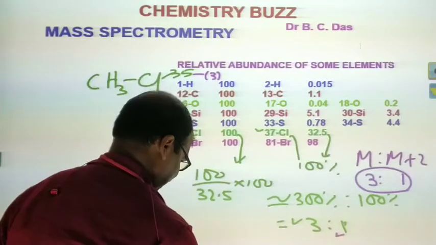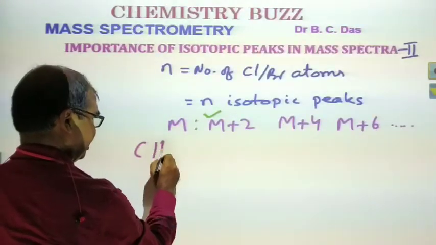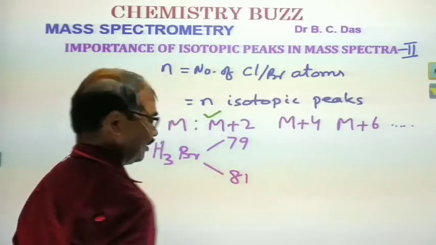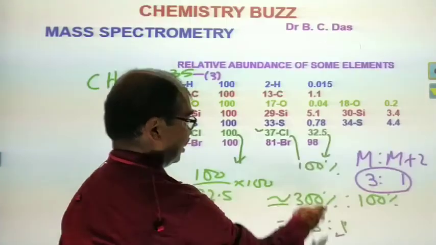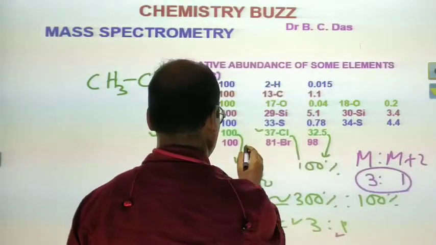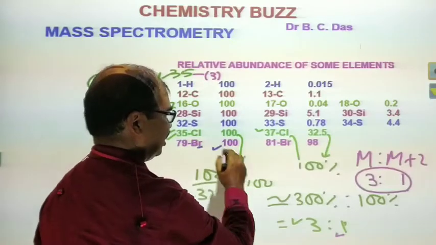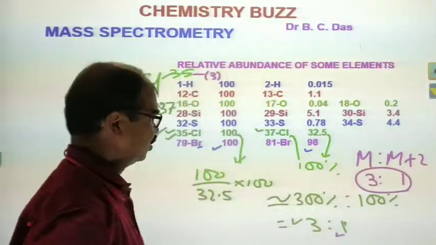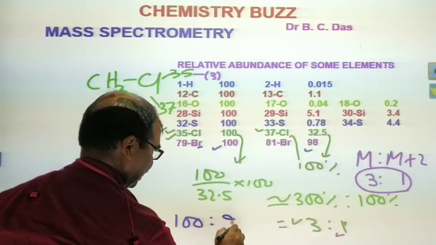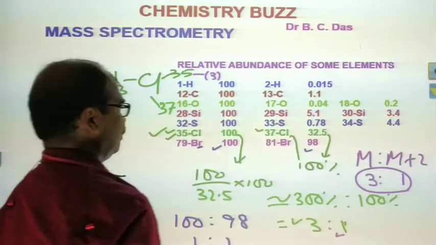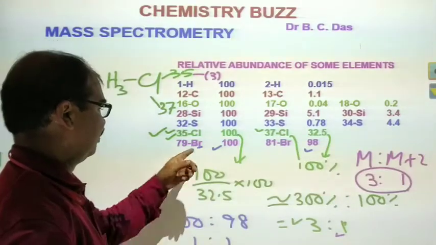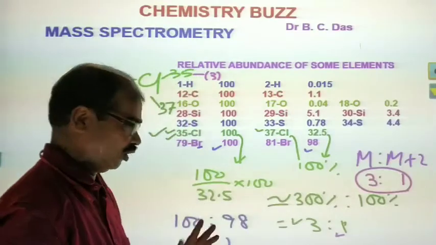If one bromine is present, suppose CH3Br, then this Br may be 79 or 81. As the table indicates, for Br, the 79 bromine is 100% and the 81 bromine is 98%. So these are almost the same, and the ratio will be 100:98, that is 1:1. So 79 bromine will give 1 relative weightage, and for 81 bromine we will also give 1.